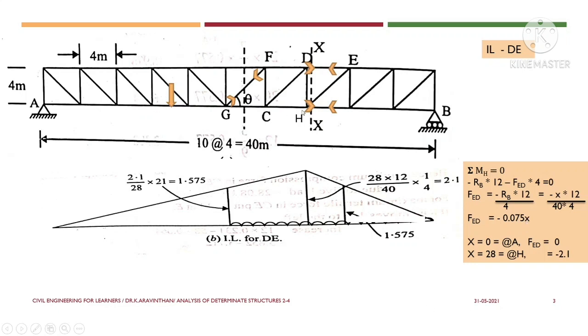that will be 0.075 into X. So if we need the influence line at joint A, let us substitute X equal to 0, and at the point A, if I substitute 0 here, it will become 0. And if I need it at the point H, totally I have 1 2 3 4 5 6 7 panels. So 7 into 4 is 28, so that is at joint H. So at joint H, if I substitute the distance as 28, I will be getting minus 2.1. So this is in terms of minus, so I will be getting minus 2.1 as the ordinate.